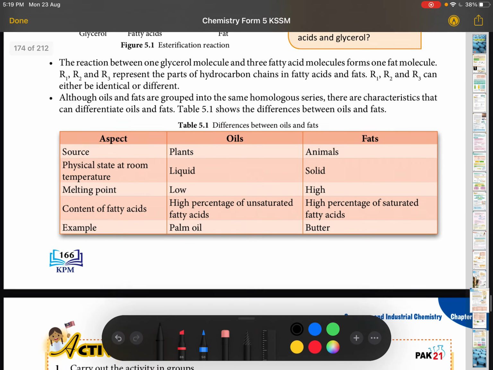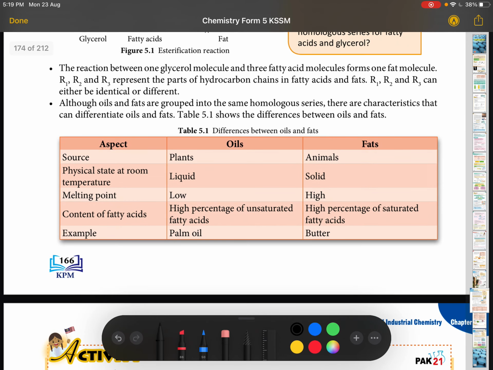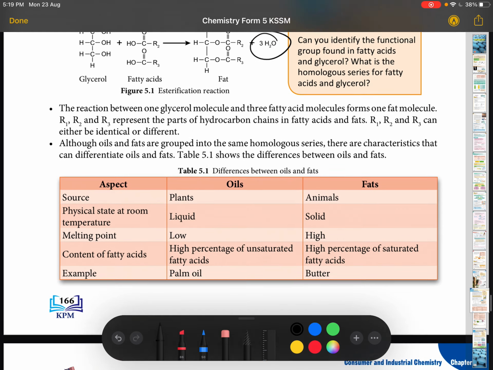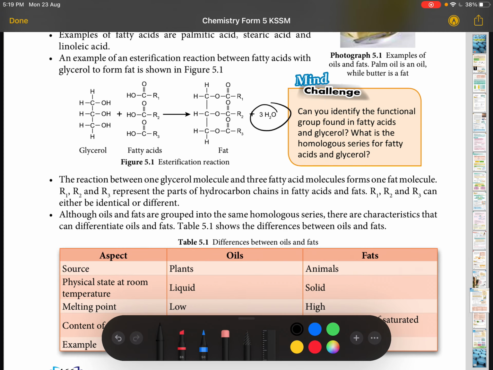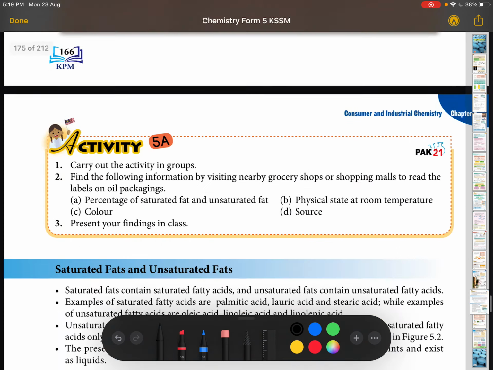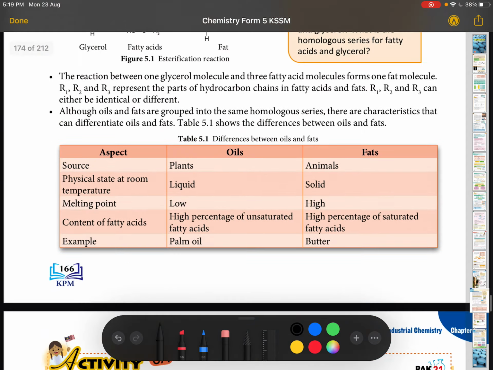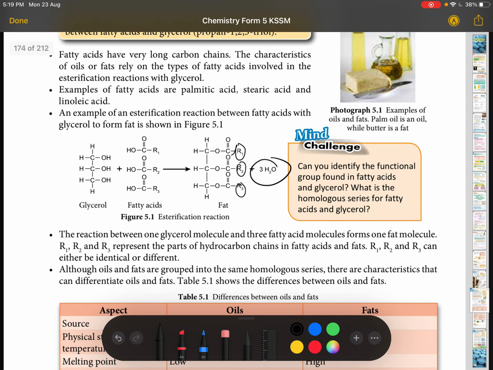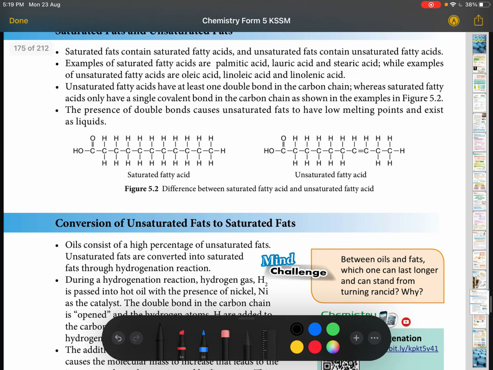So the difference between oils and fats is that they are liquid and solid. But not all fats are like this. Some fats can be saturated, some fats can be unsaturated. You can see that there's an R group here, R1, R2, R3. These are all the same, but this R here can be different. It can be a clean saturated fatty acid, or it can have double bonds. So when it has double bonds or triple bonds, they are unsaturated.